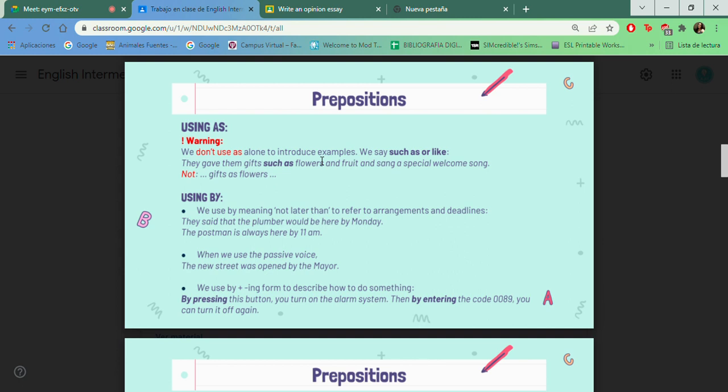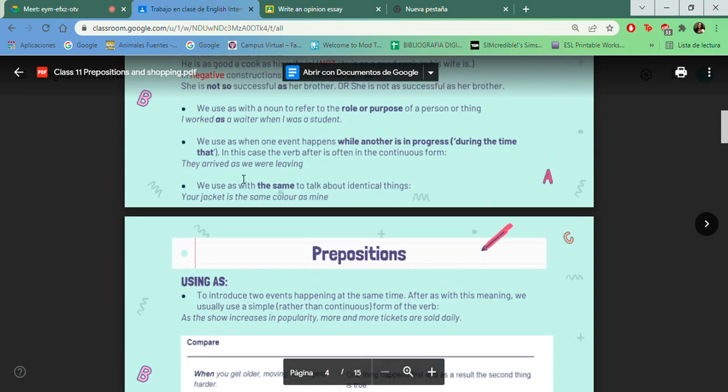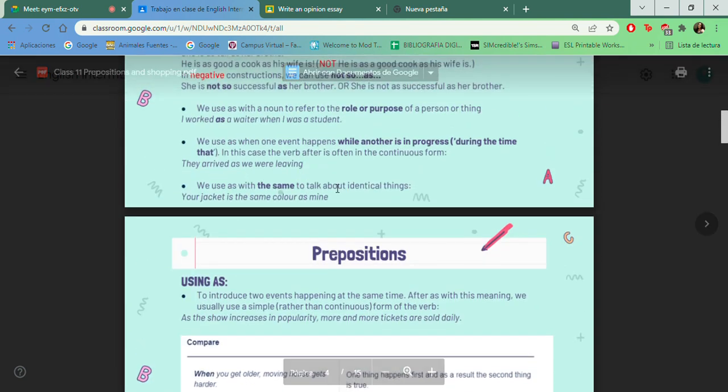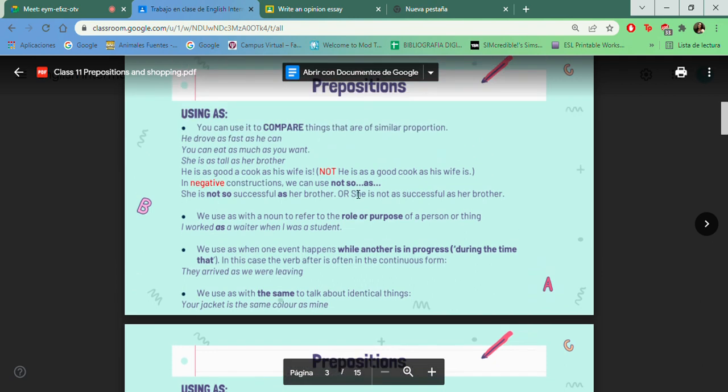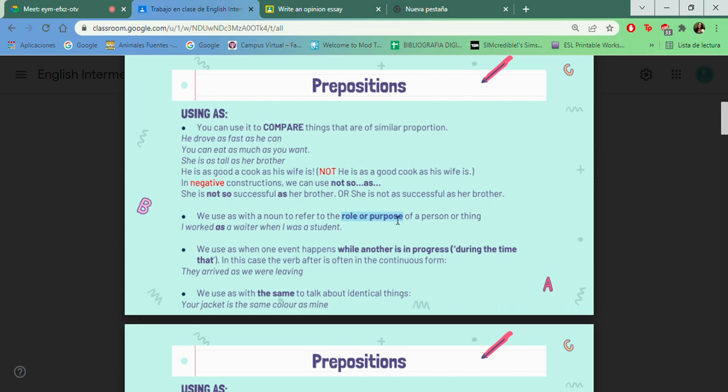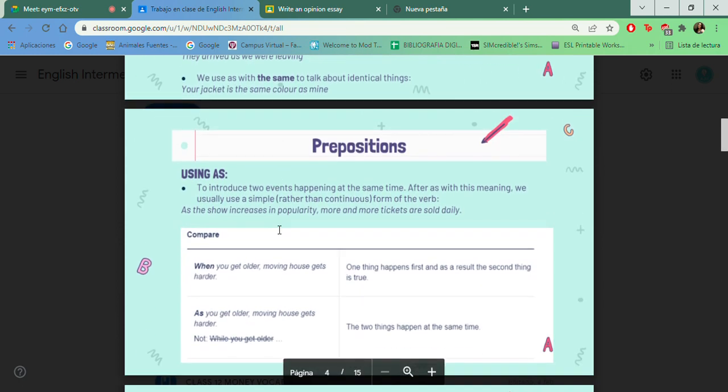So these are the most common uses of as. Remember, to compare things that are at a similar level, to things that are identical, okay? A synonym of when or while, here in the continuous form, okay? And of course, the easiest part is the role or purpose. Remember, with jobs and roles, we use as, of course, when we talk about a role.